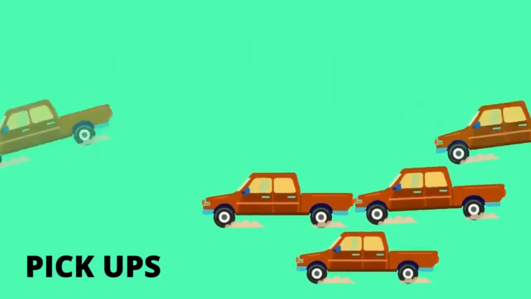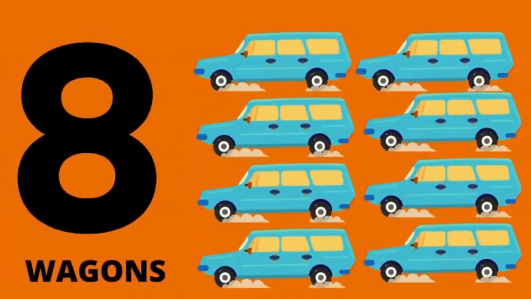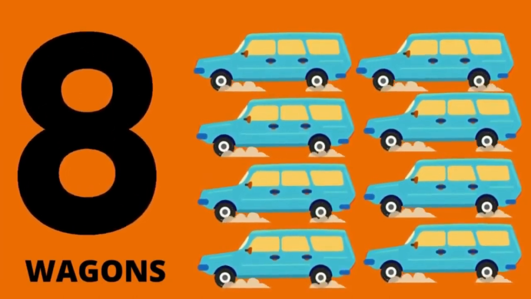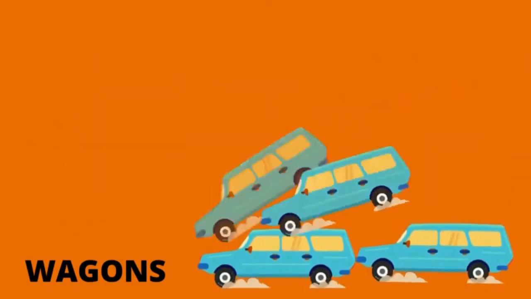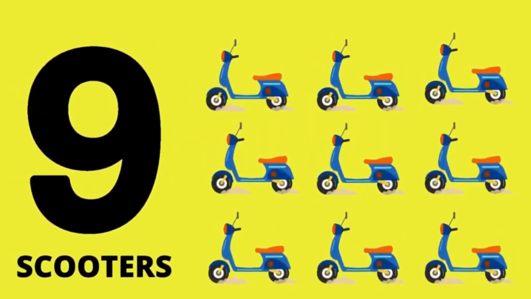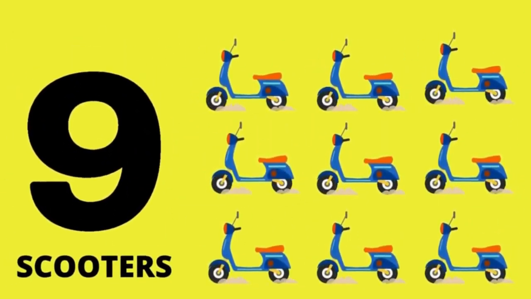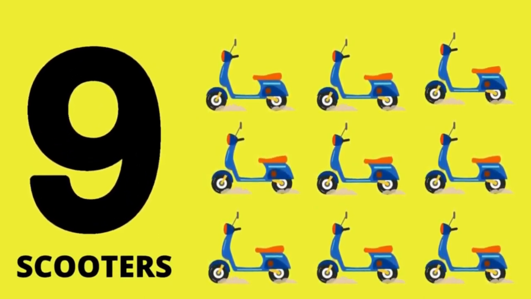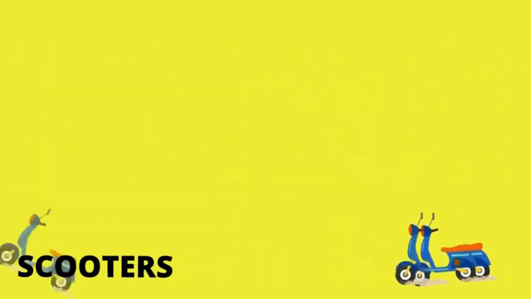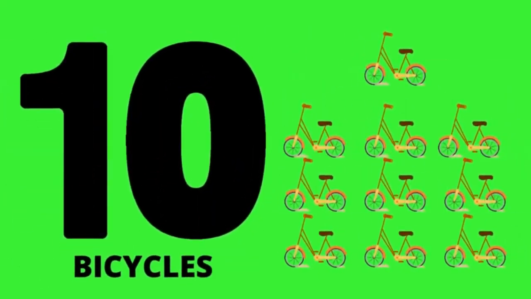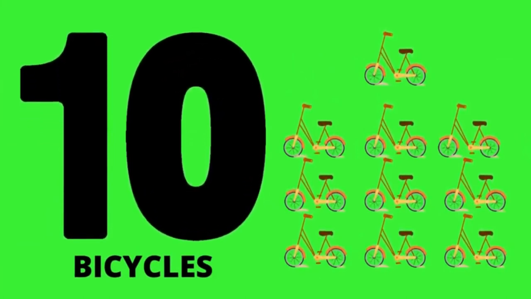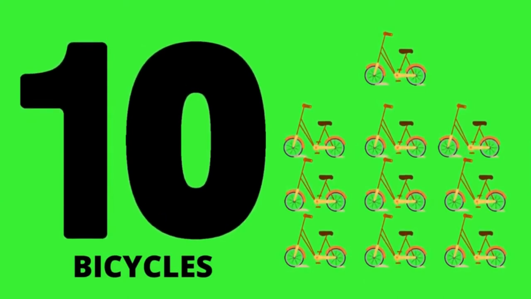7 pickups. 8 wagons. Count again. 1, 2, 3, 4, 5, 6, 7, 8. 8 wagons. 9 scooters. 1, 2, 3, 4, 5, 6, 7, 8, 9. 9 scooters. 10 bicycles. 1, 2, 3, 4, 5, 6, 7, 8, 9, 10. 10 bicycles.